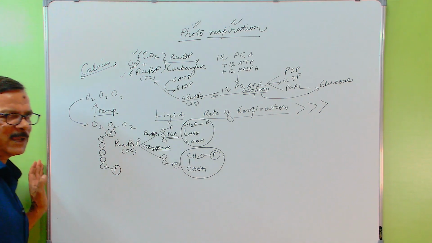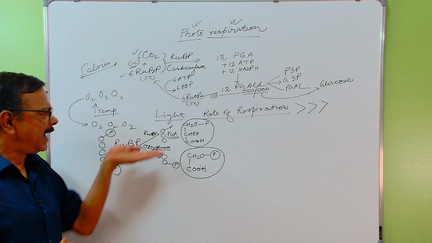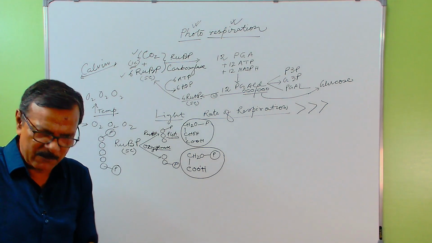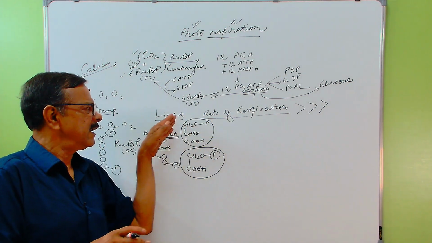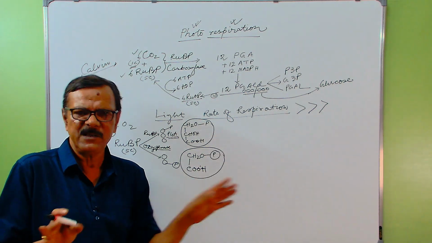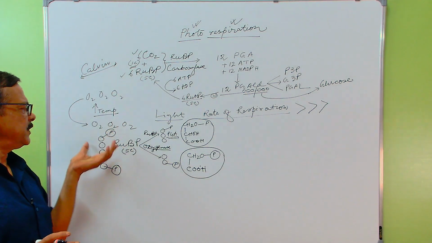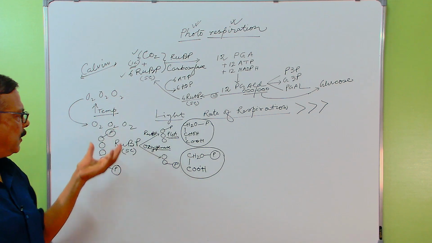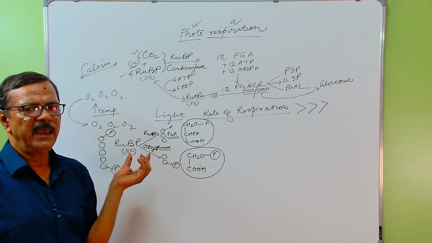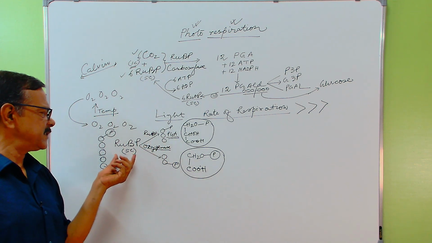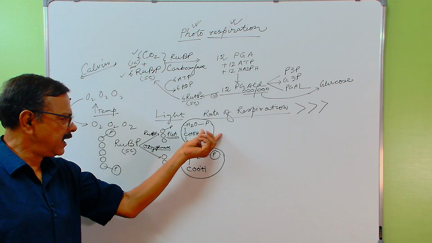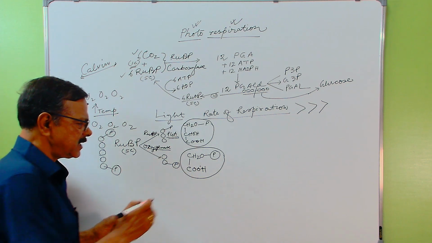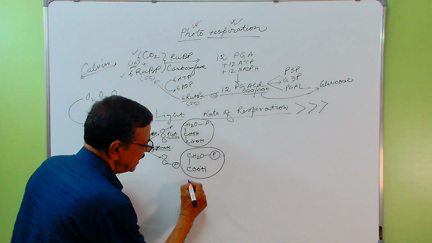So earlier it was considered that the rate of respiration was the same. Subsequently it was found that the rate of respiration in the light increases and in the dark it remains normal. Why? Because with the increase in temperature and the increase in oxygen concentration in the atmosphere, this RuBP carboxylase acts as RuBP oxygenase and it splits the ribulose bisphosphate into a 3 carbon and a 2 carbon compound. The 3 carbon is known as PGA and this one is known as phosphoglycolic acid.